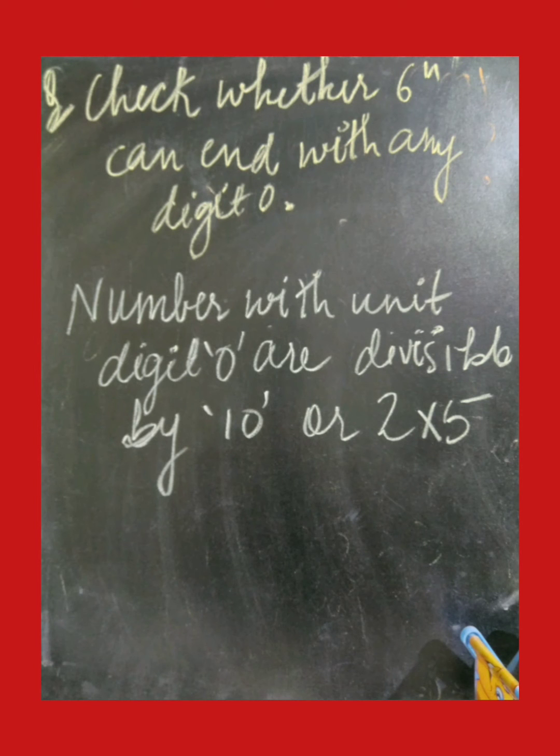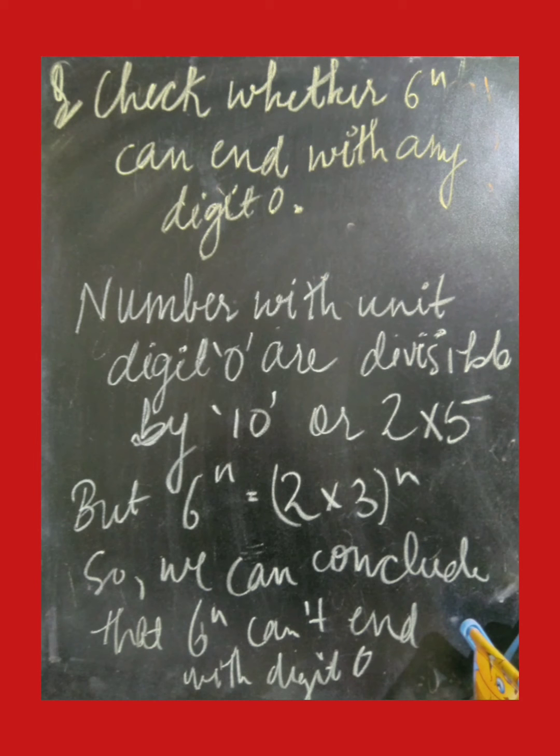So now our fourth question is: check whether 6 raised to the power n can end with the digit 0. So n is any natural number here, and we are asked whether such a number can end with 0. So let's see, can it or can it not. We know that any number ending with 0 is always divisible by 10, or I can write 10 as 2 into 5. There will be no problem. Okay.